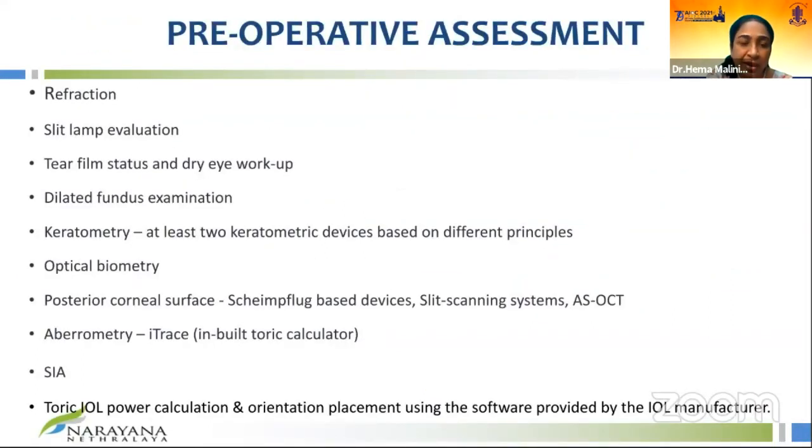Preoperative assessment, I would stress on ample time to be spent on the tear film status, dry eye workup, and keratometric values measured on at least 2 different devices on different principles.